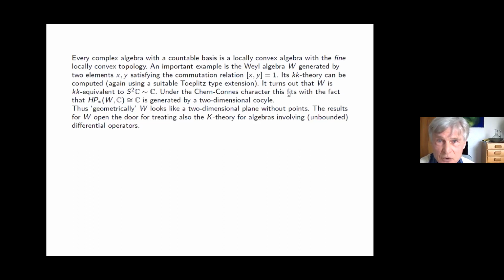And we can apply the Chern-Connes character and get a map from KK of W, C to HP star of W, C, which is known to be, again, the complex numbers. But the generator of HP star of W, C is not generated by a cyclic cocycle of degree 0, not by a trace, because W does not have any traces, but is generated by a two-dimensional cocycle. So if you want, geometrically, W looks like a two-dimensional plane, and it has no points, because every point would give you a trace. And so, okay, geometrically, it's kind of plausible.